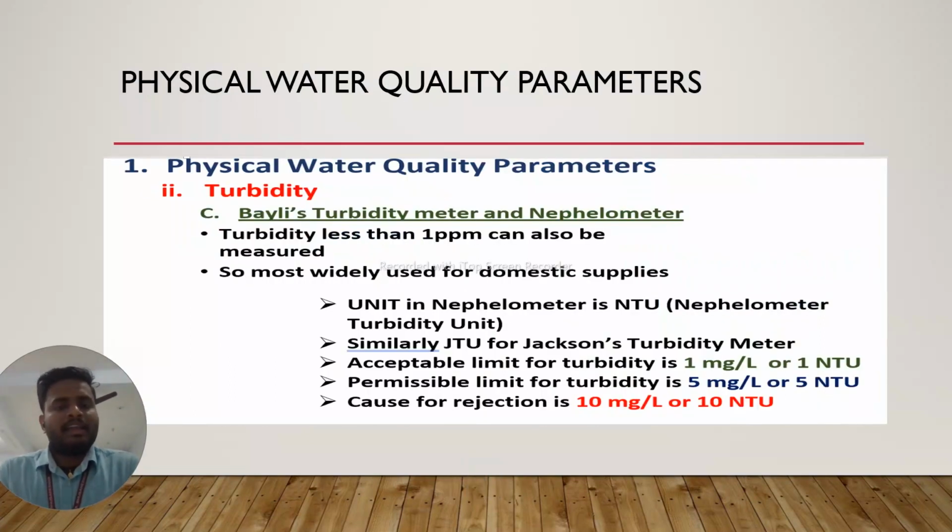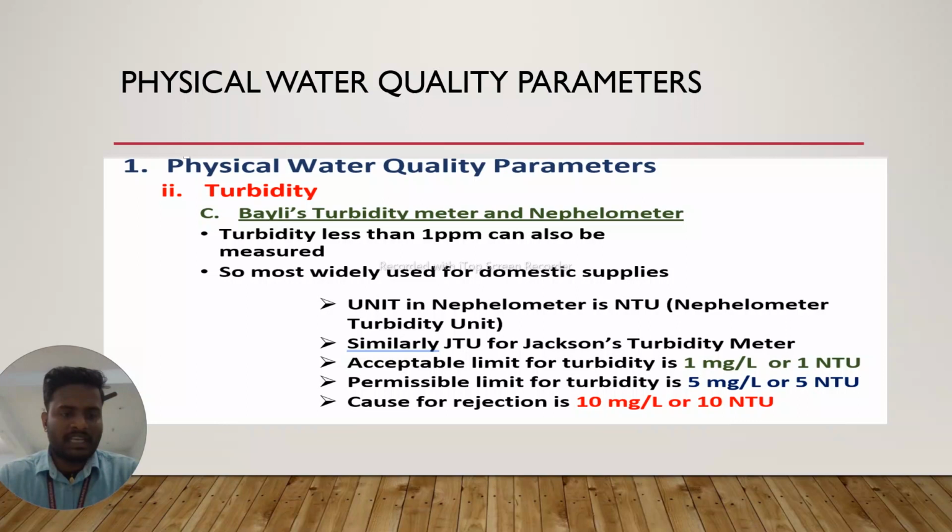Then the third one is Baylis turbidimeter and nephelometer. In the Baylis turbidimeter, turbidity less than 1 ppm can also be measured. It is most widely used for domestic supply. The unit in the nephelometer is NTU, which is important. What is the unit of nephelometer? It is NTU, nephelometric turbidity unit.